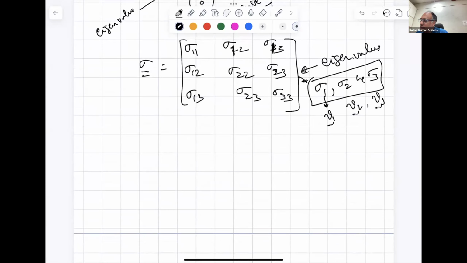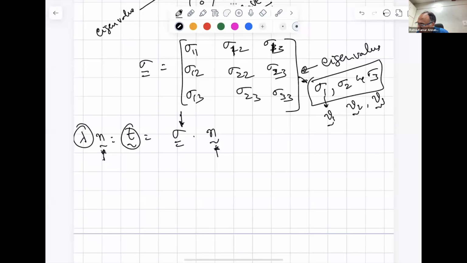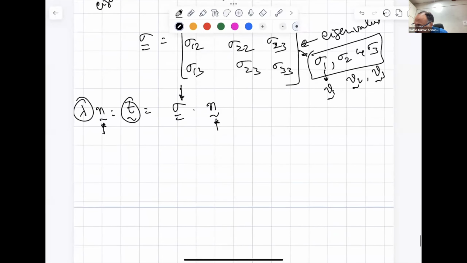That means the plane on which the normal stresses are non-zero and shear stresses are zero. Okay? So you can see T is equal to sigma dot n. If this T happens to be some lambda times n, in the same direction as n, then lambda is called the eigenvalue of sigma, and n is called the eigenvector of sigma, because the direction did not change.